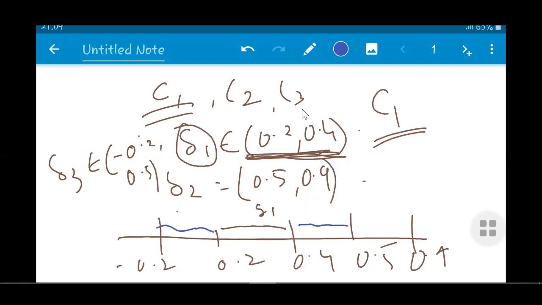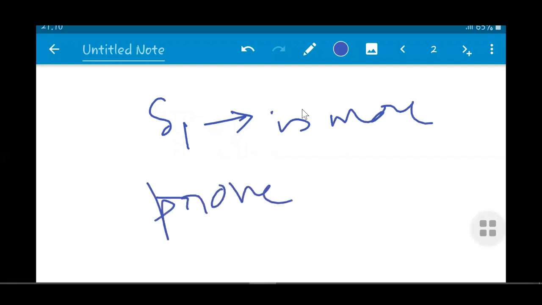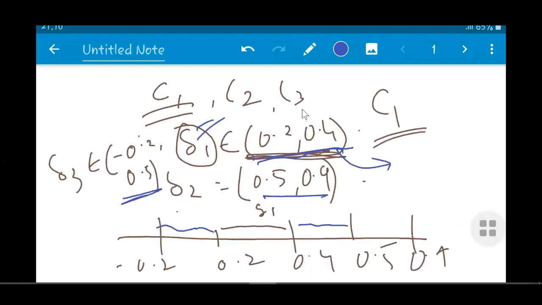So the length of this range is smaller than this one or this one. So if I want to vary the optimality of the solution, then it is easier to change del 1. That means del 1 is more prone to affect your solution. Del 1 is more prone means C1 is more prone. So a slight change beyond this range will change your optimal solution.